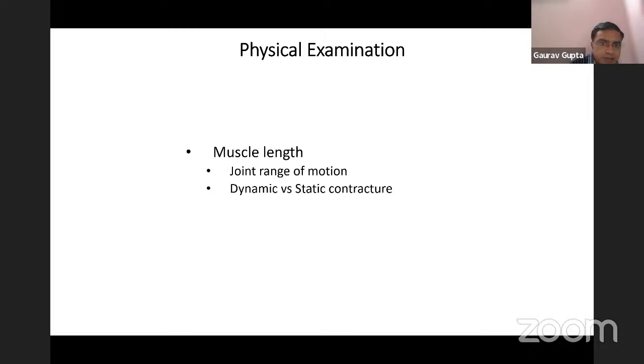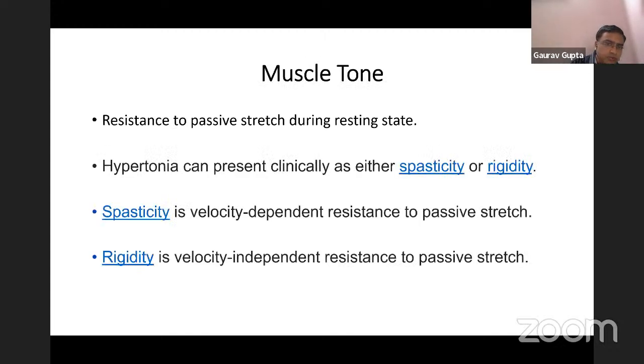To assess the muscle length, we range the joint, we move the joint slowly and see whether the joint has equal movement as compared to the opposite joint or not. Then if there is some tightness or some limitation, we try to see whether it's a dynamic contracture or a static contracture. Then we assess the muscle tone.